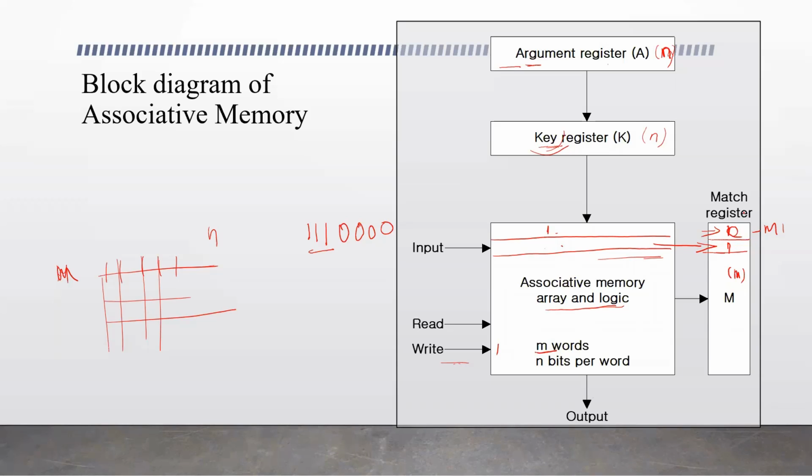Finally, the data in the match register gives us an idea about how many matches there are, that is, how many words in memory match the given content. So for that we have the match register. The bits are set to 1 or 0 depending on the result of the search. If the word that is to be searched is found in memory, it is set to 1, otherwise it is 0.